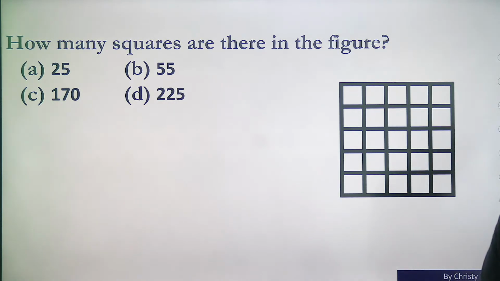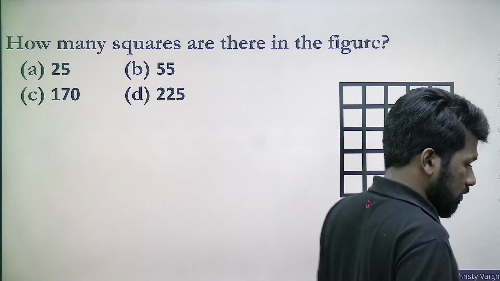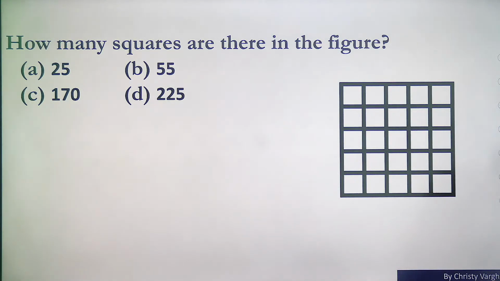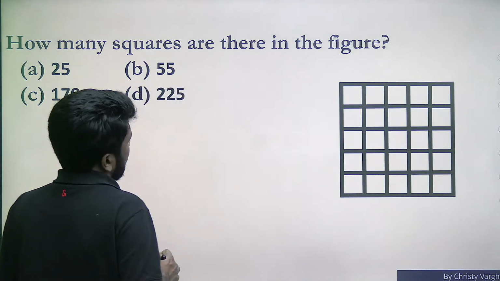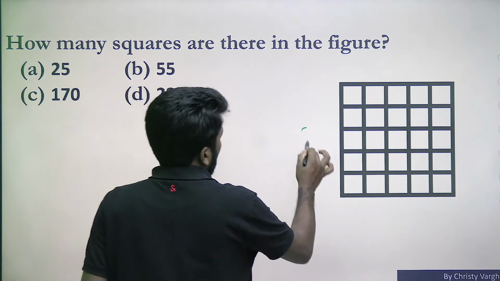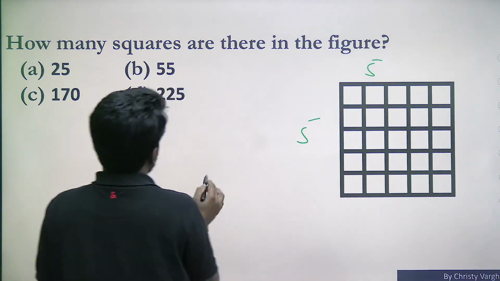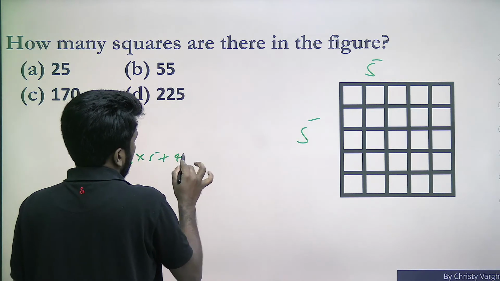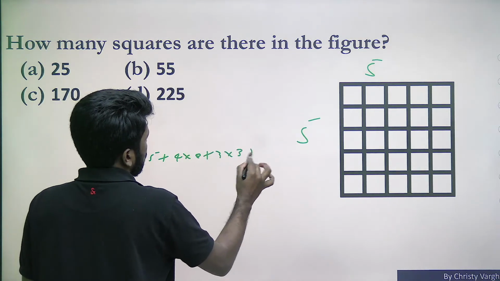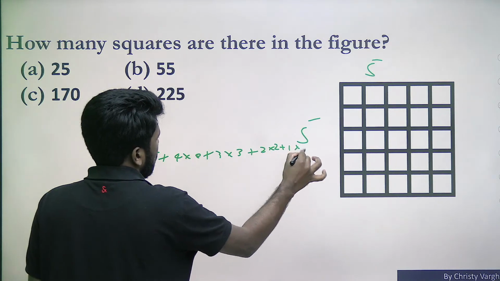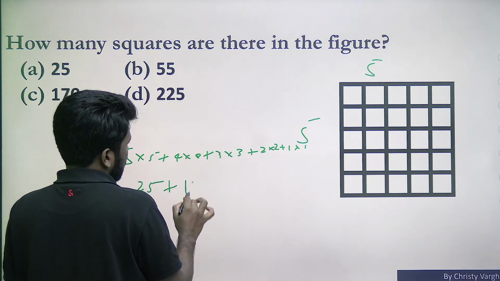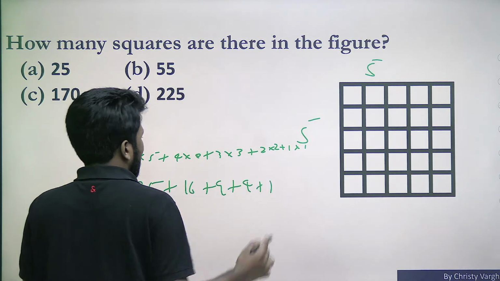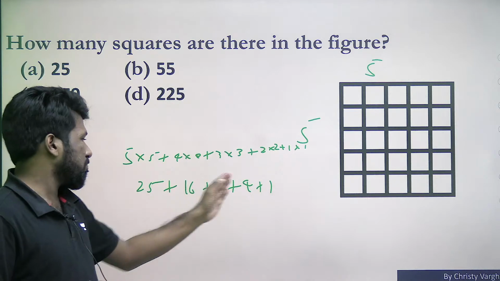Okay, how many squares? What will be the answer? Most of you got it right. So how many squares are there in the figure? 5 row, 5 column. So it should be 5 into 5 plus 4 into 4 plus 3 into 3 plus 2 into 2 plus 1 into 1, because then it will be 0 into 0, that we don't need. This is 25 plus 16 plus 9 plus 4 plus 1. Yeah, if you see, these are actually perfect squares.